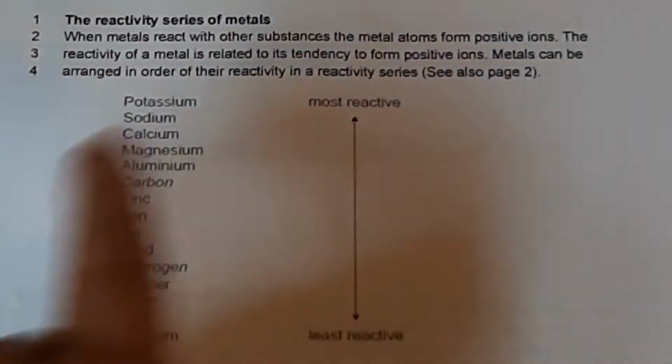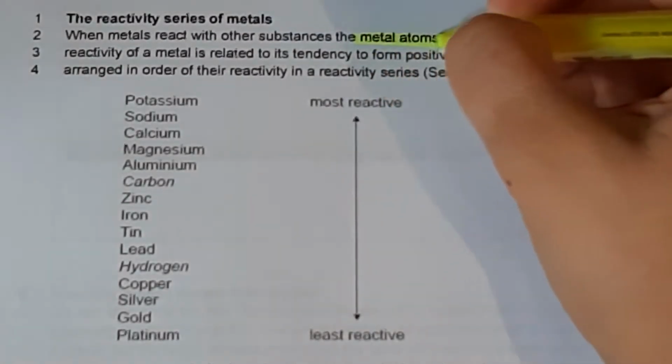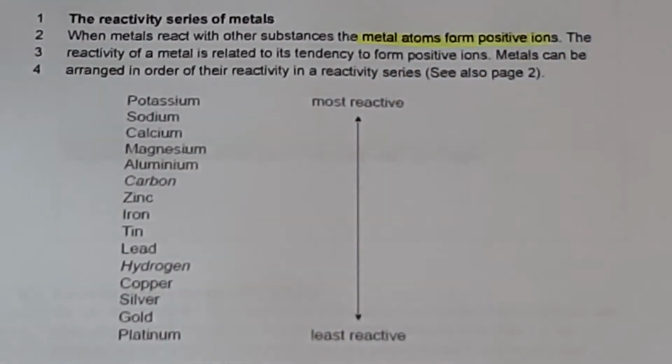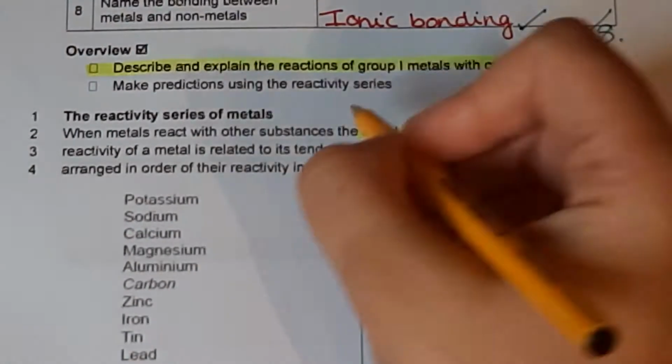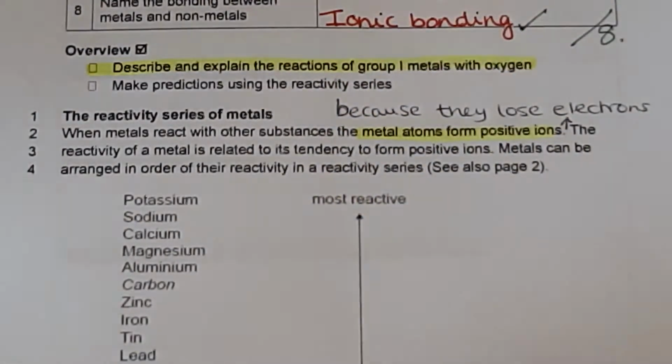So we have looked at this before. So the reactivity series is all about metals reacting with other substances. So when metals react with other substances, the metal atoms form positive ions, and that is because they lose electrons. We're going to write a note about this. So they lose electrons to give themselves a full outer shell, or in fact, in this case, really more of an empty outer shell. And those electrons are donated to the material they're reacting with, to the other element.